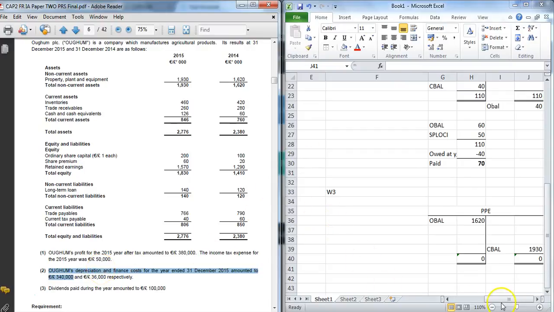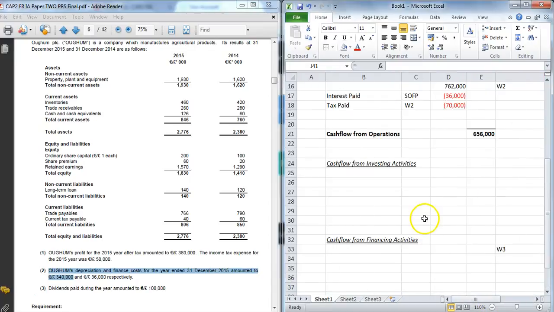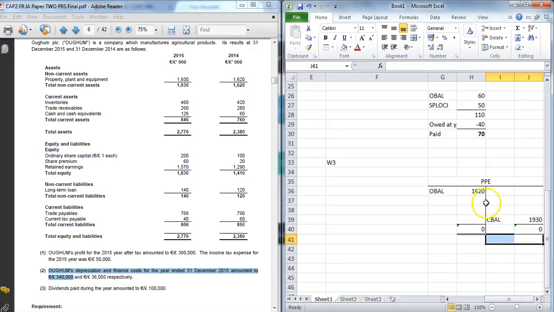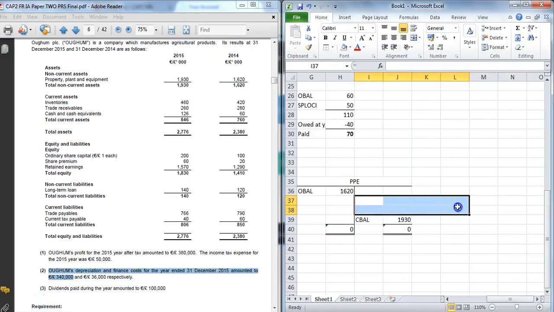Yes, depreciation will be a non-cash expense to add back, it will also help explain some of the movement in my property, plant and equipment. So you will debit depreciation, you will credit accumulated depreciation, or here, because both accounts are netted together, it will be depreciation of 340.